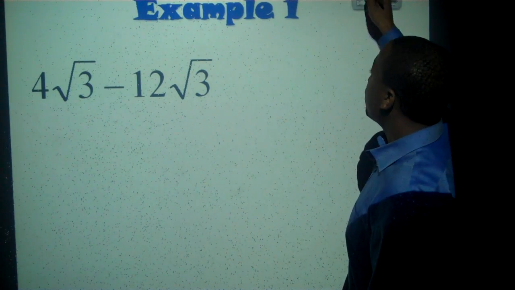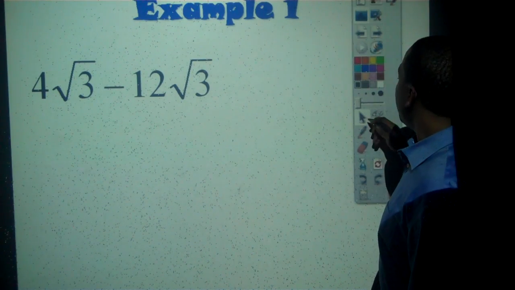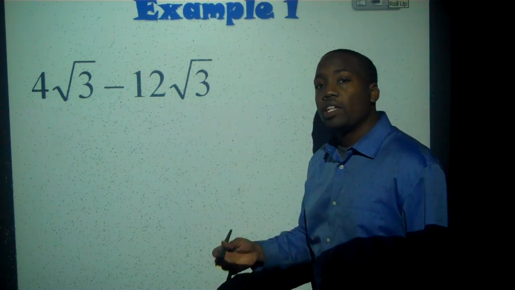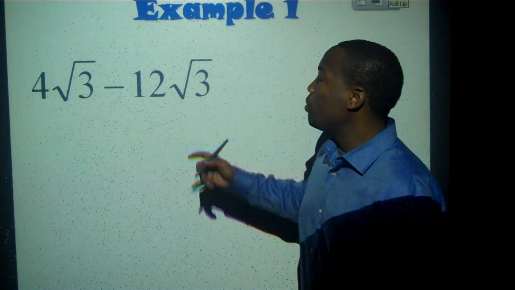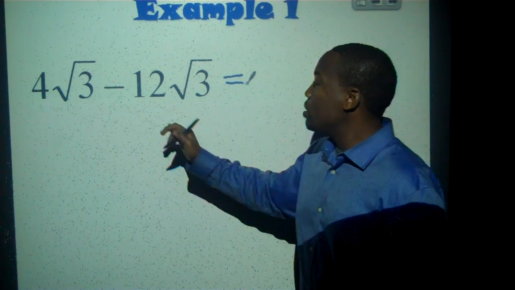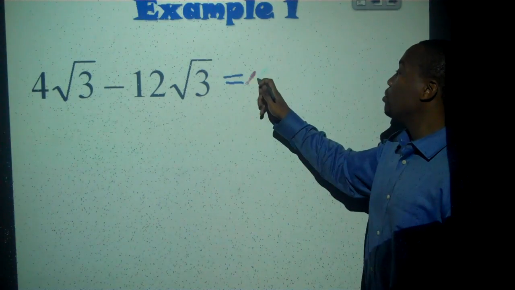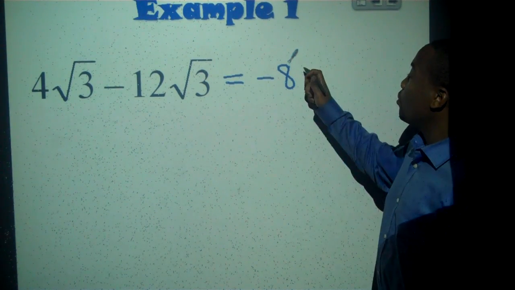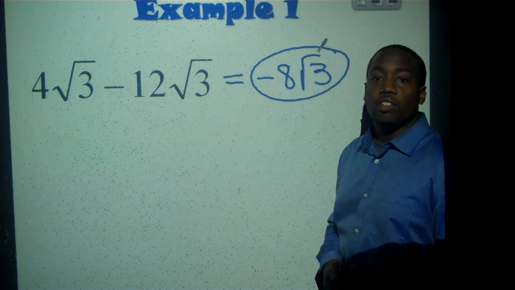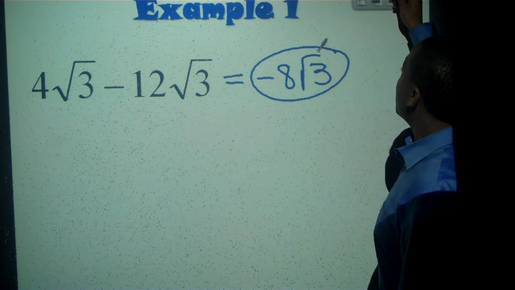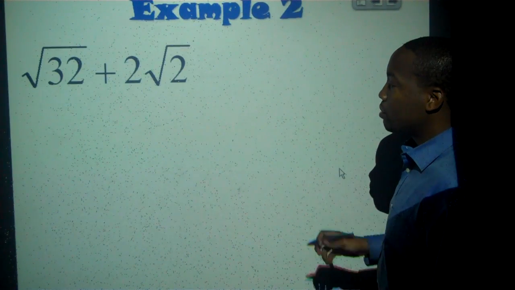For example, we have 4 root 3 minus 12 root 3. Now, does this have the exact same radicand? Yeah. Square root of 3, square root of 3. So what do we do? We just subtract the numbers on the outside. So 4 minus 12 gives me minus 8 root 3. There we go. Easy and simple. That's our answer. Very simple, very straightforward. Of course, example 1 is always the easy one.